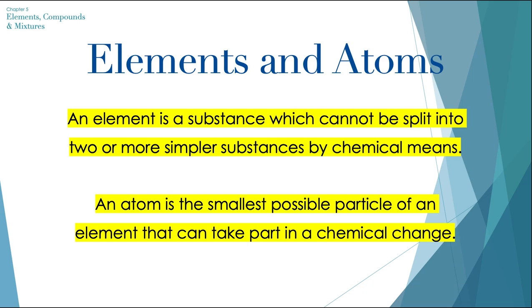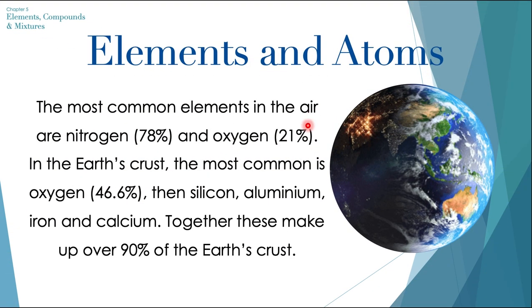So the most common elements in the air are nitrogen and oxygen. Nitrogen makes up 78% and oxygen makes up 21% of the air. In the Earth's crust, the most common is oxygen, which is 46.6%. Then we have silicon, aluminium, iron, and calcium. So together, these make up over 90% of the Earth's crust. So basically what I'm trying to tell you is that elements are present in both living and non-living materials.